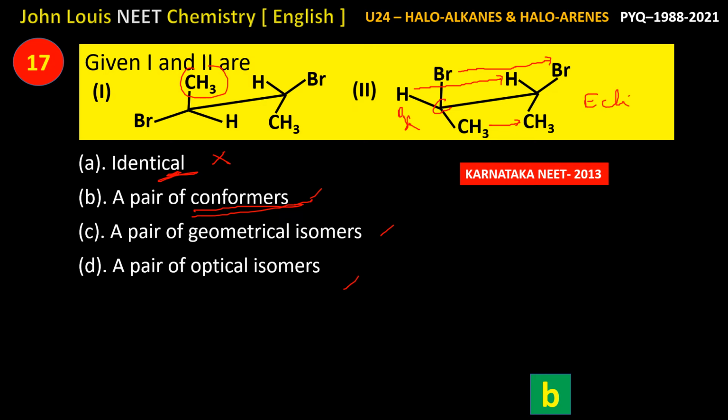Whereas now you look at the first one, so maybe you can stand here and see from this end. So here if you look at hydrogen and hydrogen are opposite, CH3 are opposite, and bromine are also in the opposite direction. They are not parallel. Therefore, it is called staggered structure. So one is staggered, the other one is eclipsed. Therefore, it should be a pair of conformers. Therefore, option B is correct.